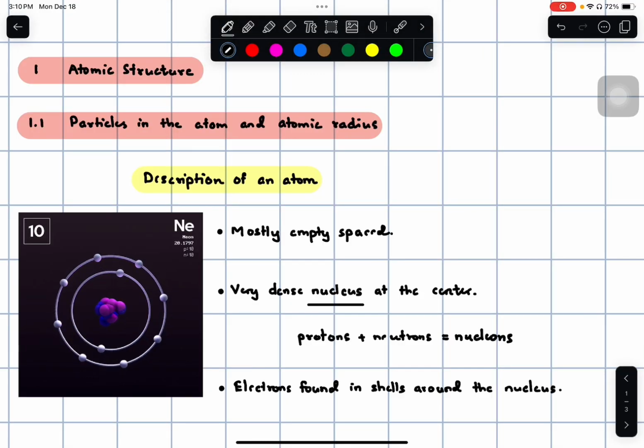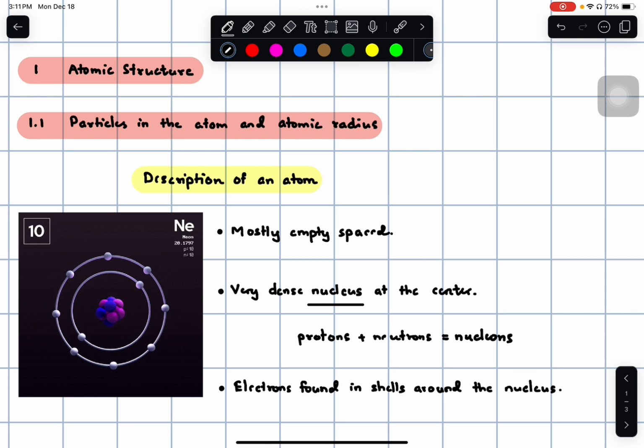In this video, I'm going to cover the very first topic of A-level chemistry, which is atomic structure, and specifically topic 1.1, which is about particles in the atom and atomic radius. So first and foremost, the description of an atom. How do you describe what an atom is?